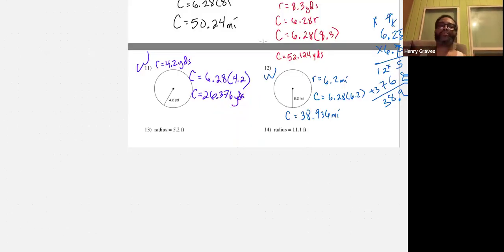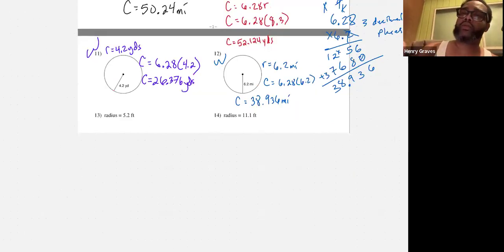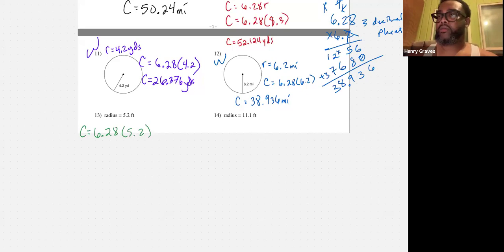Then over here, finally we have a whole lot more space to work with. So we have our radius already given to us. And my circumference is going to be 6.28 times 5.2. I got to do my work over here to the side. 6.28 times 5.2.